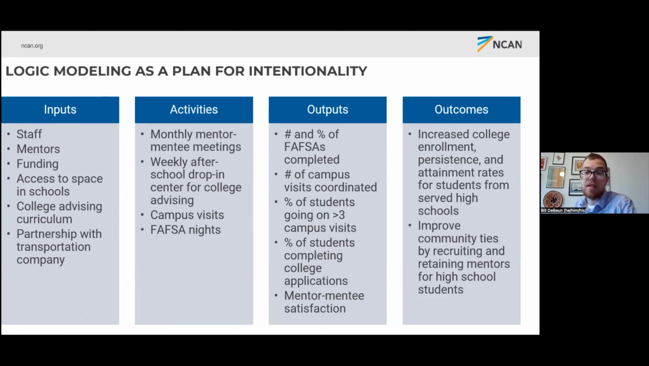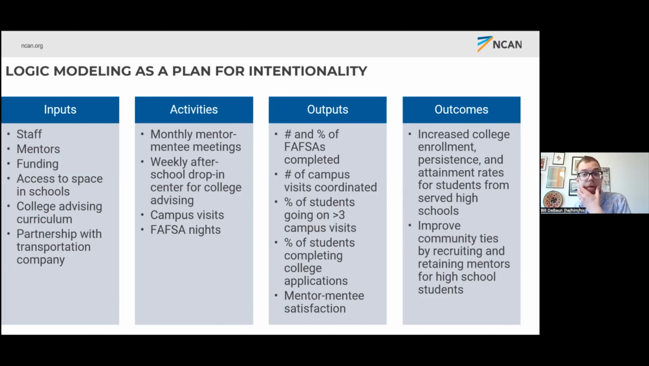This is a very basic logic model here for a small college access program. And so what we have in this logic model is our inputs. What are the resources that we have to do our programming? So in this case, we have staff, we have community mentors, we have funding, very important. We have access to space in schools to do programming. We have our curriculum, and we have a partnership with a transportation company.